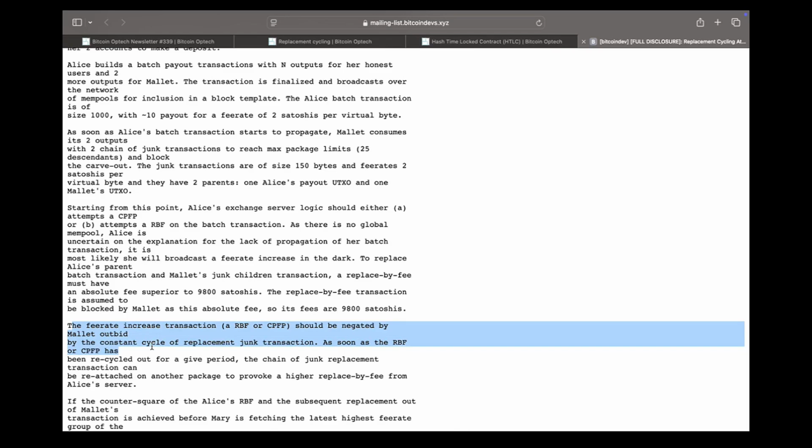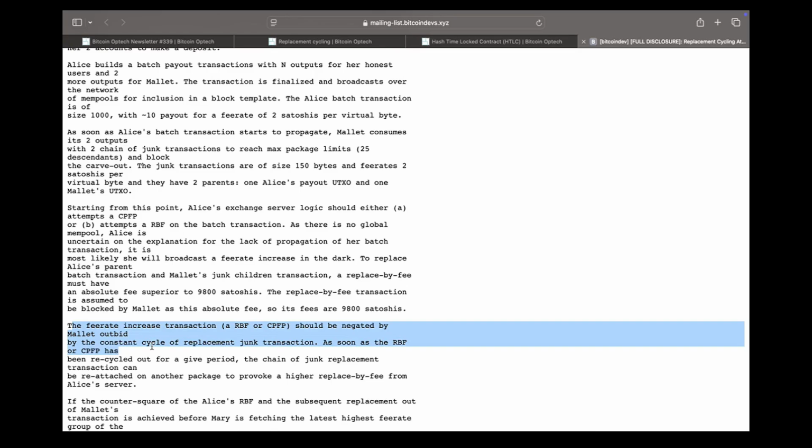Alice bumps the fee of her batch payout transaction. Now Mallory will again do the same thing. Mallory will again attach children, this time with a higher fee, and again block Alice's batch transaction from getting mined. Now Alice will again probably bump the fee, and Alice will keep on doing that, and Mallory will also keep on doing that, right? Now where does the catch come? The catch comes here. We discussed that there are two miners with equal or approximately equal hash rate.